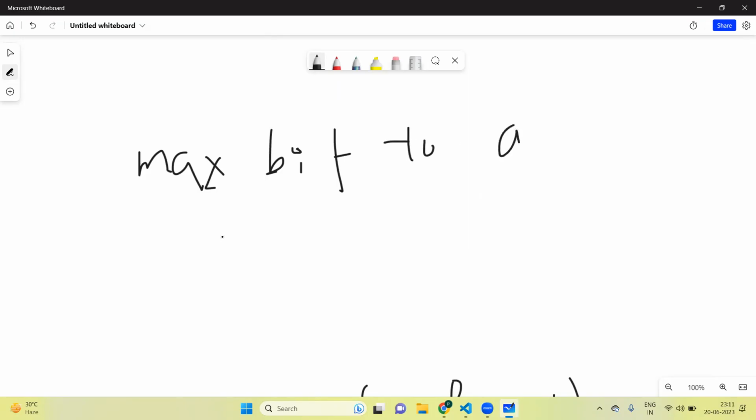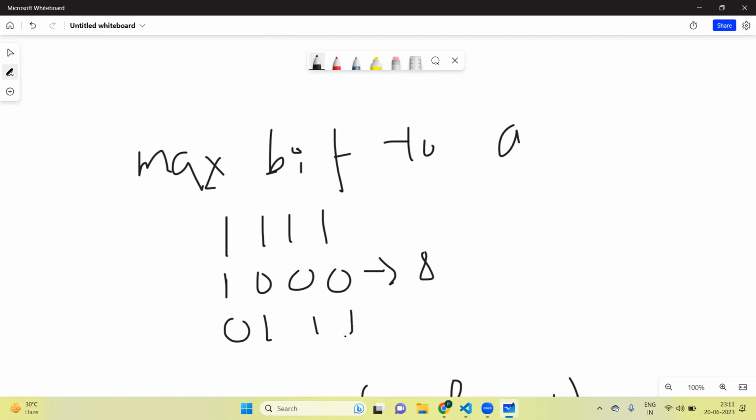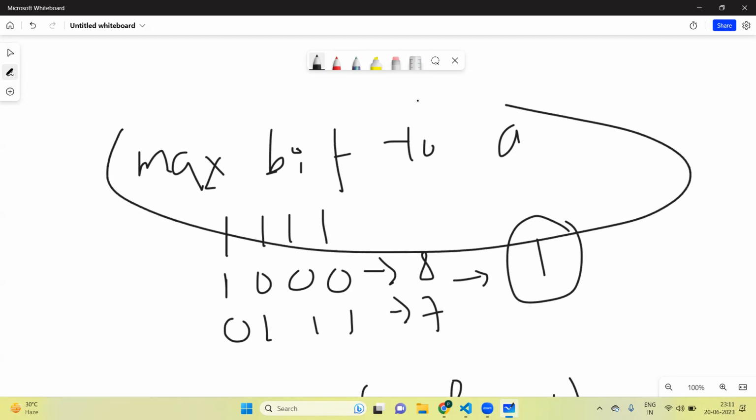Suppose we have 4 bits, and we are giving the first bit to a. So this will be 8, and suppose we are giving all the rest of the bits to b, and this will be 7. So the absolute difference between 8 and 7 is 1. This is the minimum difference that we can get. We are using this fact, and that's how we solve this problem.